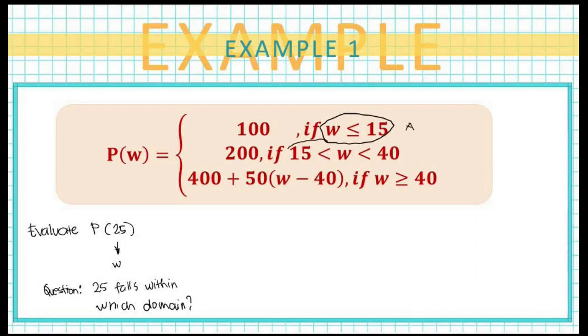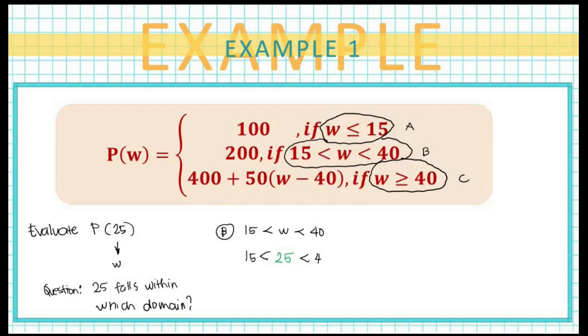So the first one is W less than or equal to 15. That's the second one, labeled as B. And the last one is W greater than or equal to 40. Now, analyzing the three given domains, we choose B because definitely the value of W to be substituted, which is 25, is greater than 15 but less than 40. So when we substitute 25 as W, the inequality will be satisfied because 25 is indeed greater than 15 but less than 40. Hence, the inequality is satisfied.